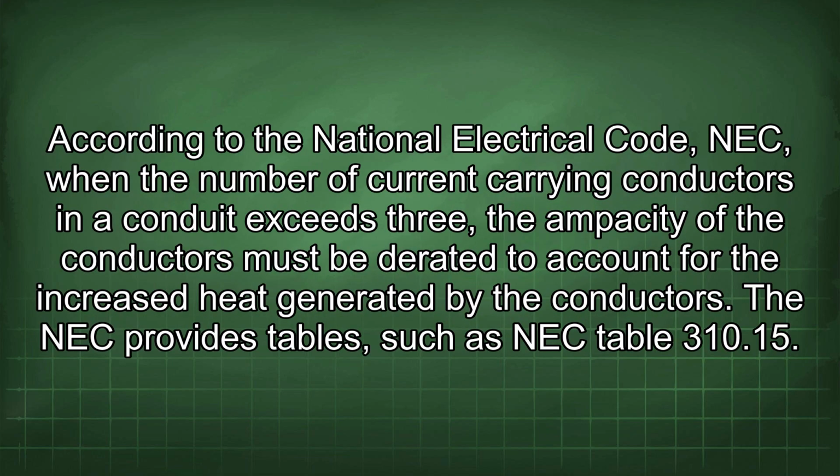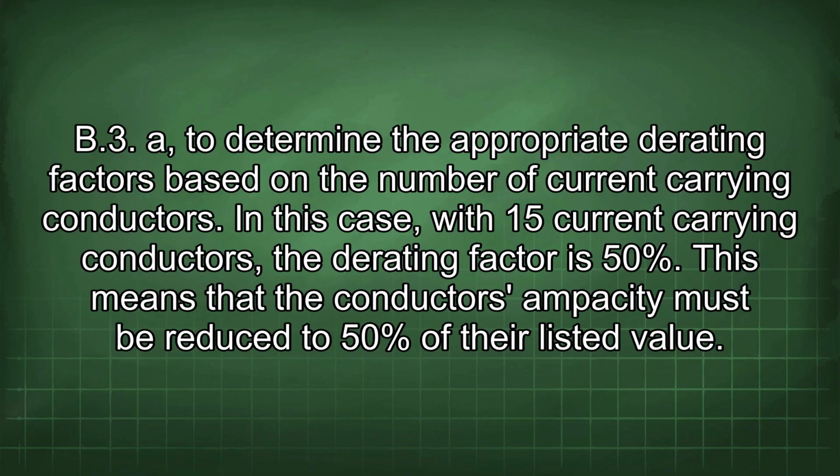According to the National Electrical Code, NEC, when the number of current carrying conductors in a conduit exceeds 3, the ampacity of the conductors must be derated to account for the increased heat generated by the conductors. The NEC provides tables such as NEC Table 310.15(B)(3)(a) to determine the appropriate derating factors based on the number of current carrying conductors. In this case, with 15 current carrying conductors, the derating factor is 50%. This means that the conductor's ampacity must be reduced to 50% of their listed value.